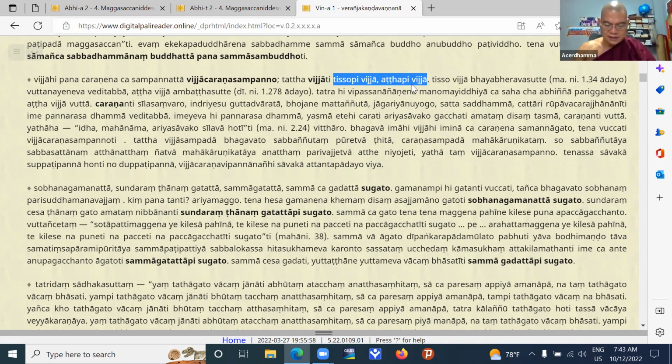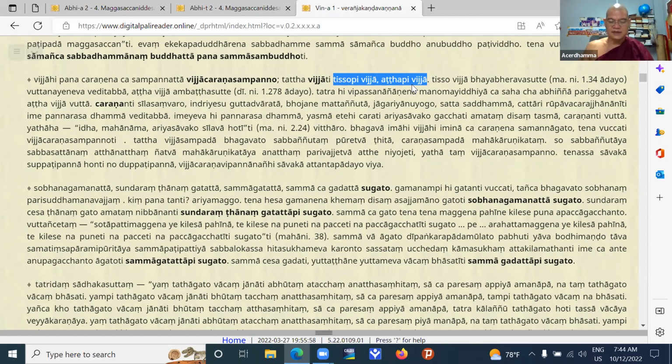Where are the eight vijja? Those which are here: Pubbenivasanussati, Dibbacakkhu, Asavakkhaya, the Iddhividha Jnana, Dibbasota Jnana, Cetopariya Jnana, Manomayiddhi Jnana, and Vipassana Jnana. So Vipassana Jnana is also included in the Vijja. Study from Udayabbaya Jnana up to Sankharupekkha Jnana, all those Jnana belong to the Vijja, you know.